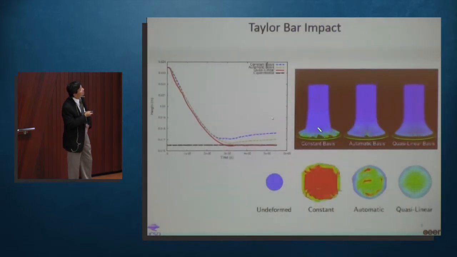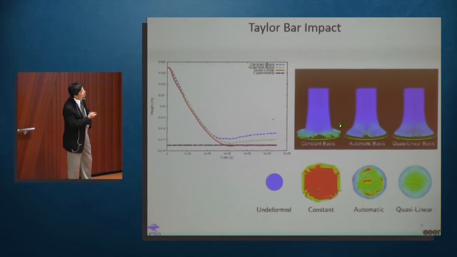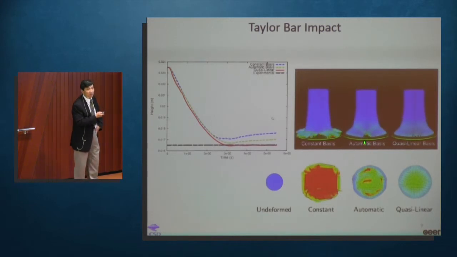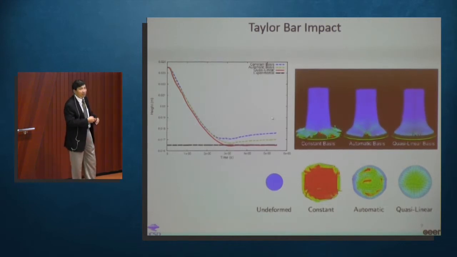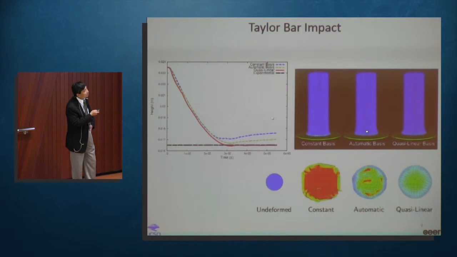Okay, so the Taylor bar problem, where this one is a constant basis, the solution of constant basis. You see some unstable modes, okay, and then the numerical fracture. I can use automatic basis, start with linear basis, and when coverage is not enough, I switch to constant basis for the domain where the support is too small. Then again, you still get this numerical fracture, something like this.